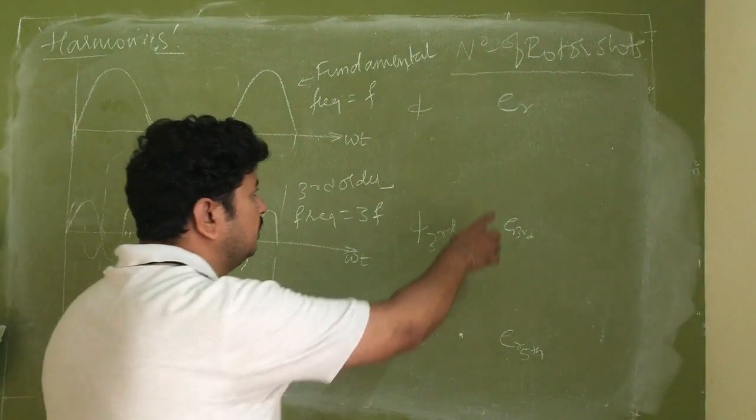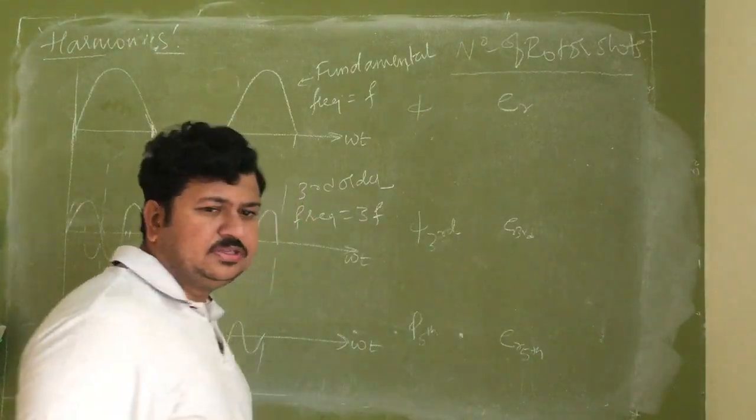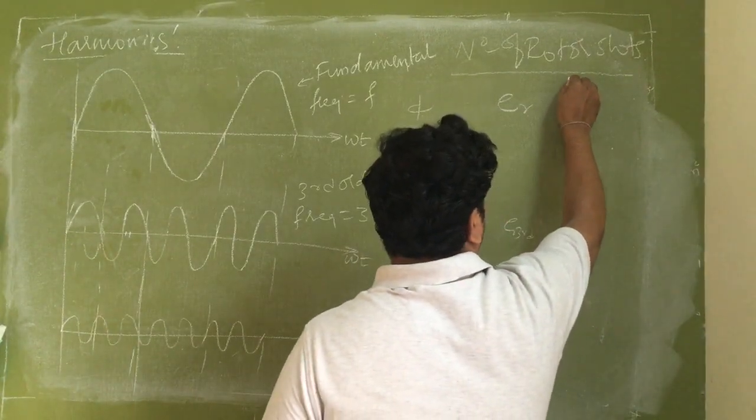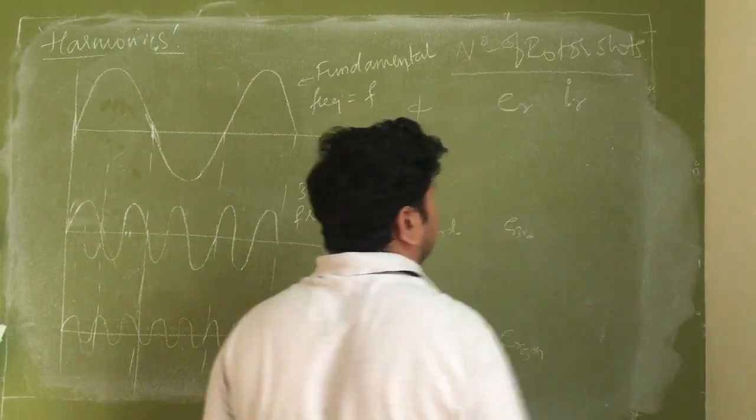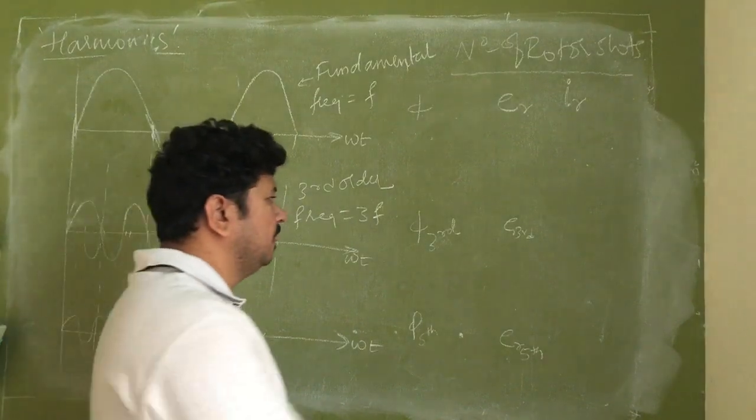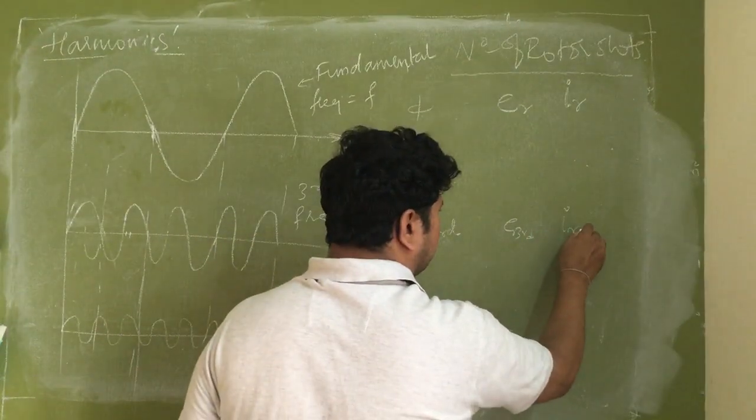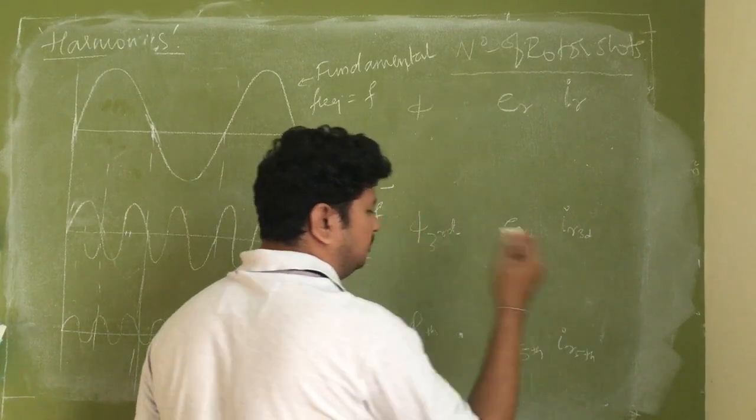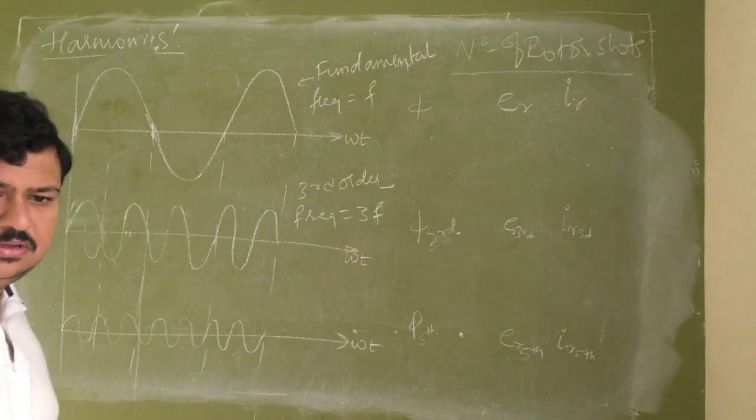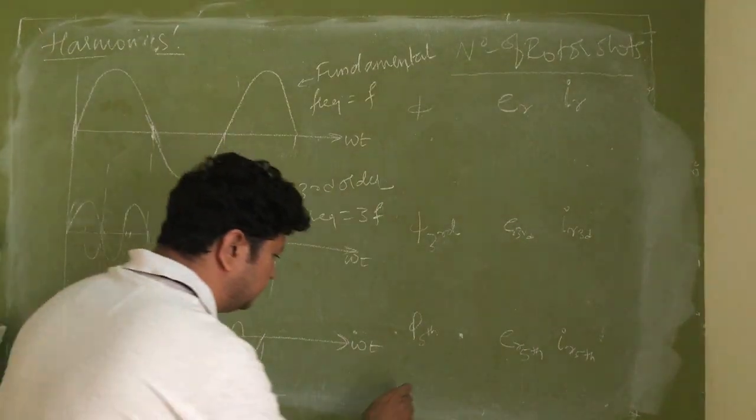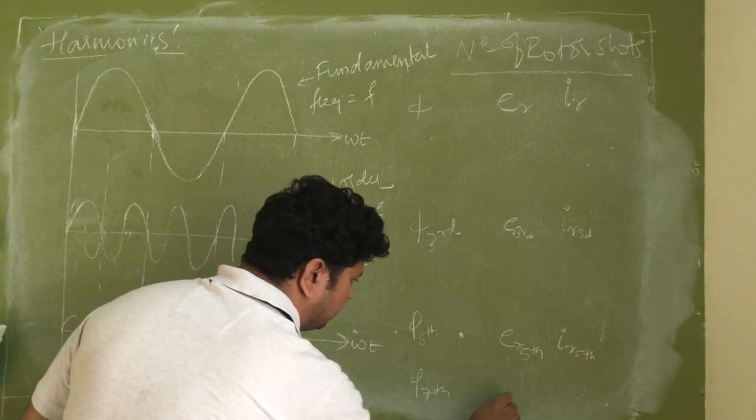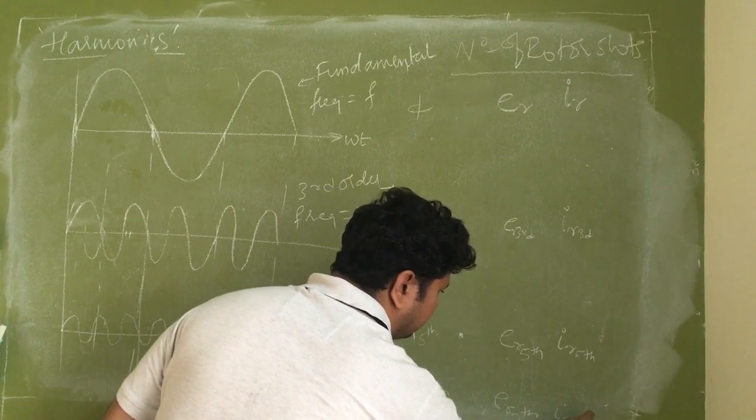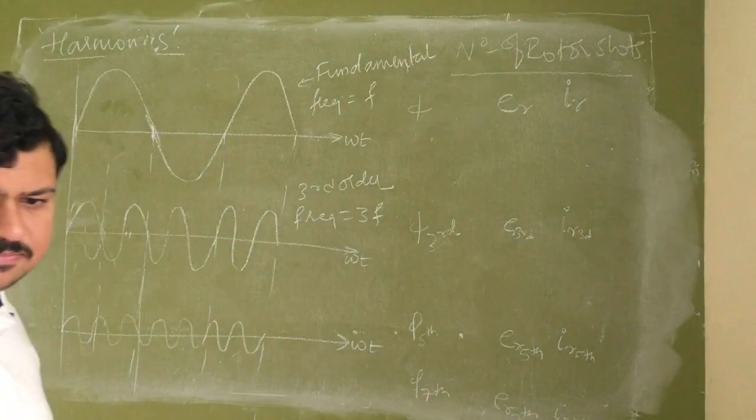Now these induced EMFs will circulate the rotor currents. Let this be IR, rotor currents IR. This is IR third, IR fifth. Likewise, phi seventh, ER seventh, IR seventh, IR ninth, and so on.